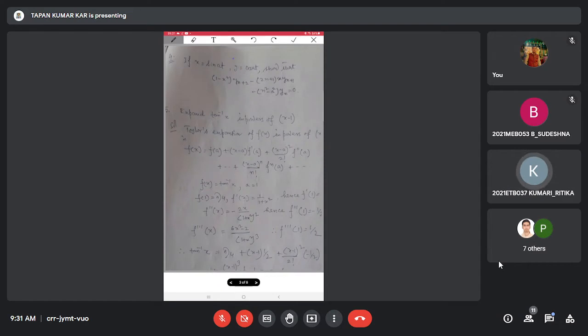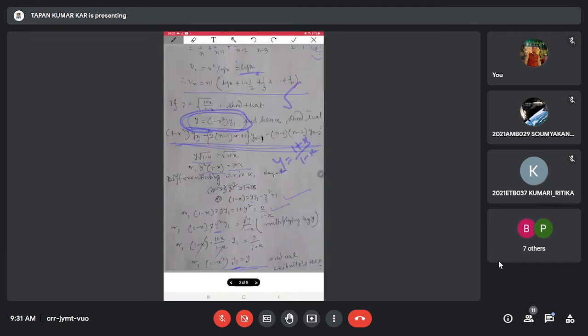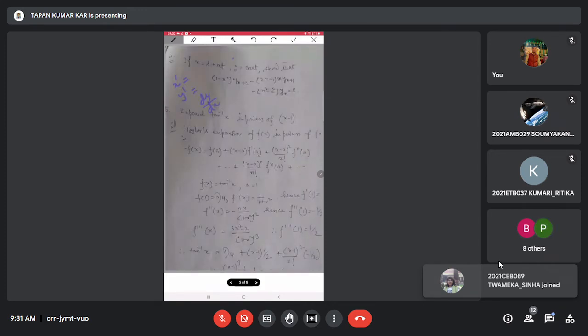The first function is given. Find dx by dt, dy by dt, then dy by dx. Suppose here x dot is dx by dt, and y dot is dy by dt. Then find dy by dx. If you have any function of t, try to eliminate that, and then you will get a relation like y1 into something or y2 into something. Then apply the Leibniz theorem.